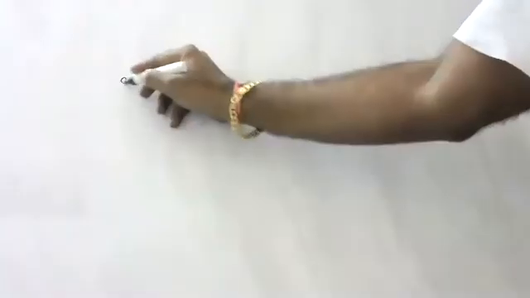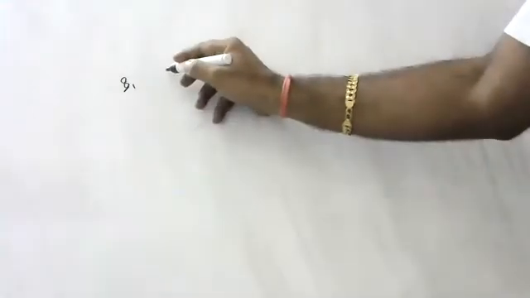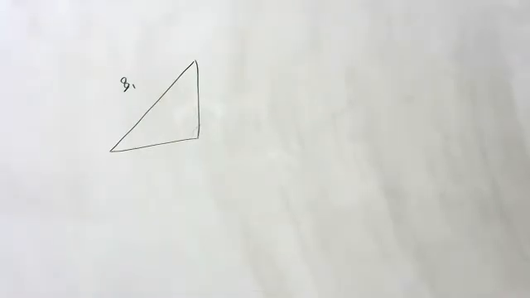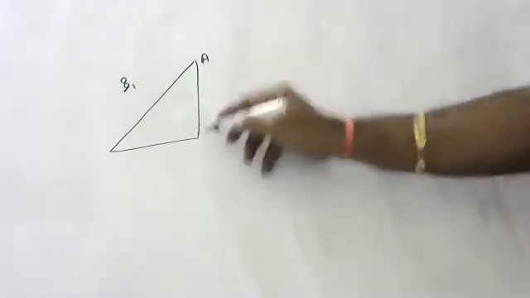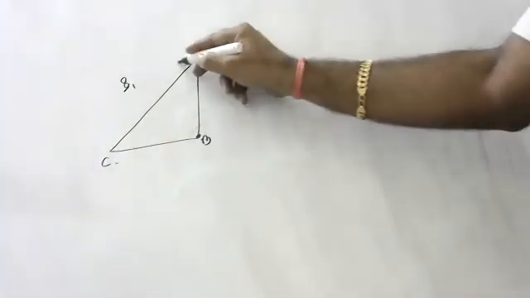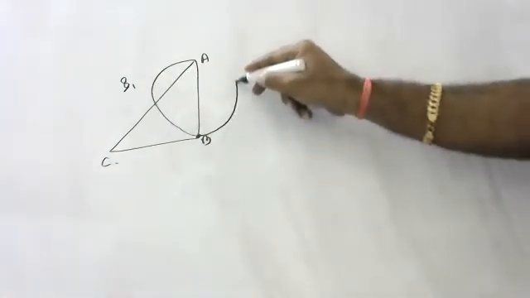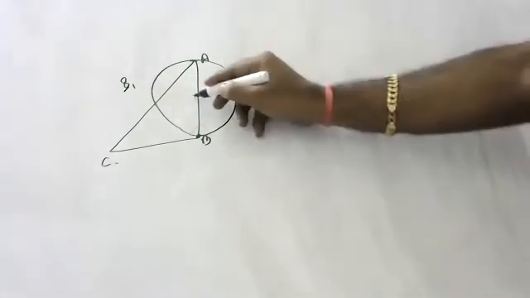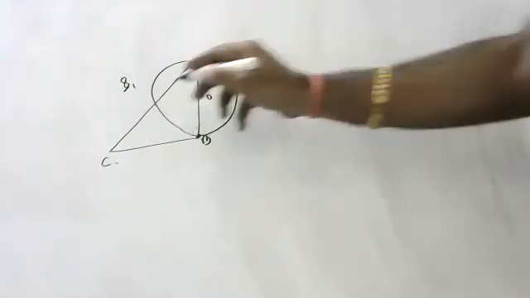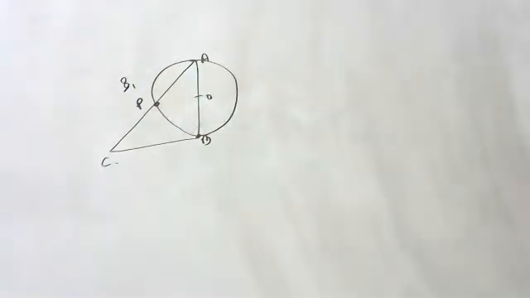Next question, children. Eighth question. Please see here, children. In a right triangle ABC, a circle with side AB as diameter is drawn to intersect the hypotenuse at P. Everyone is talking, children, please concentrate.